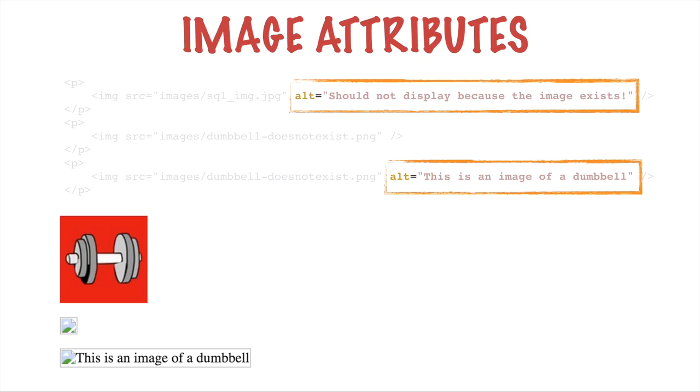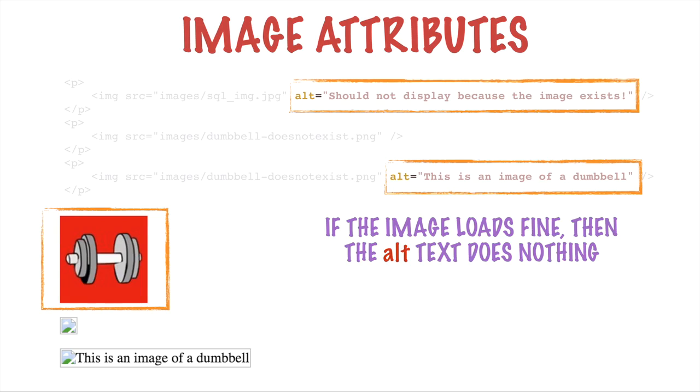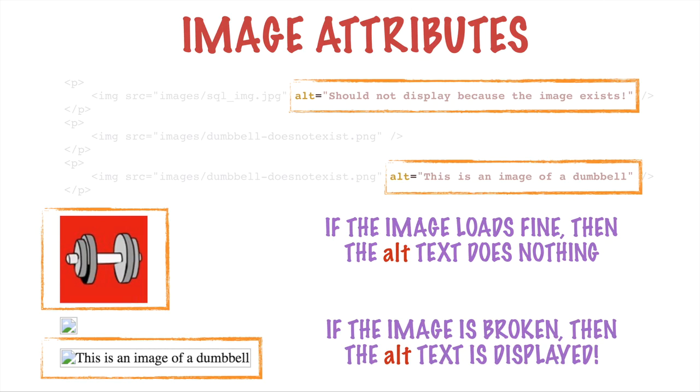Here's an example of how this attribute works. You can see on screen now first is the image that we would like to display. If the image loads fine, then the alt attribute does nothing. The text doesn't appear anywhere. On the other hand, if the image load fails, then the alt text is displayed in that box. This at least tells the user what the image was all about.